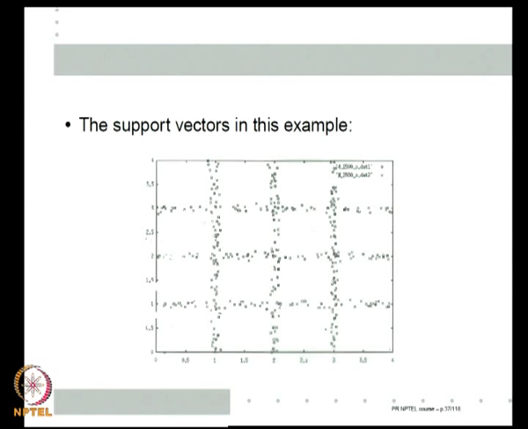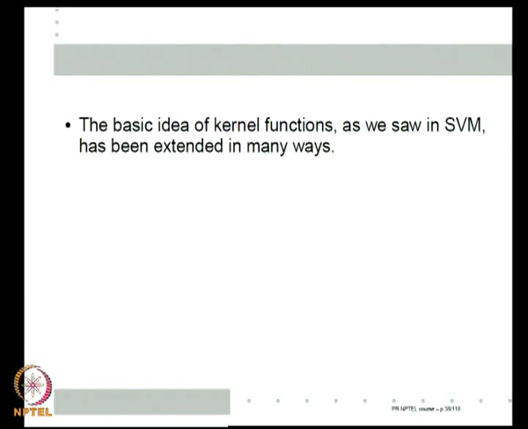So, in this sense, not only do SVMs do a good classification, in both these cases the SVM classification has very high accuracy, but in addition the support vectors themselves are a very useful extra information that we get out of this method.